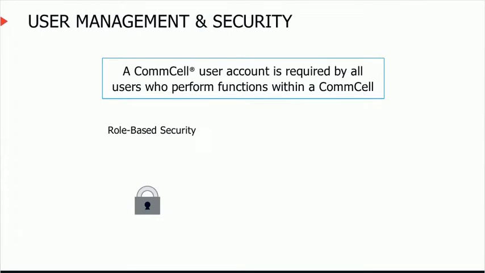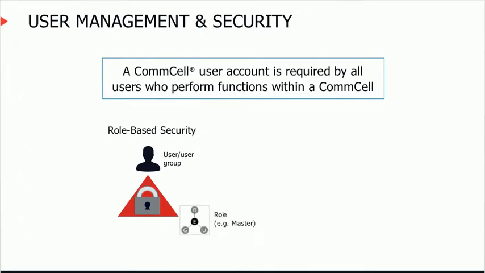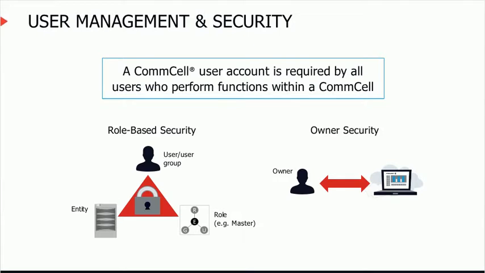Two types of security are available. Role-based security is typically for administrative users who require permissions to multiple entities. A security association is created between a user or a user group, a role, which is a collective of permissions relating to a specific operation or tasks, and an entity, which is a logical or physical component within the CommCell. Owner security is typically used for end users who need permissions on very few entities. For example, a user needs permission to restore files to a laptop.